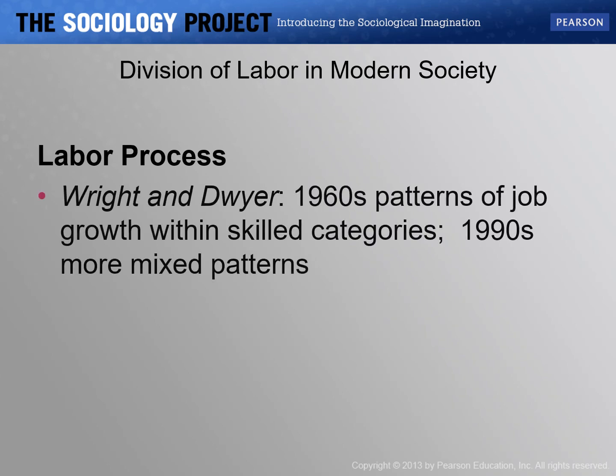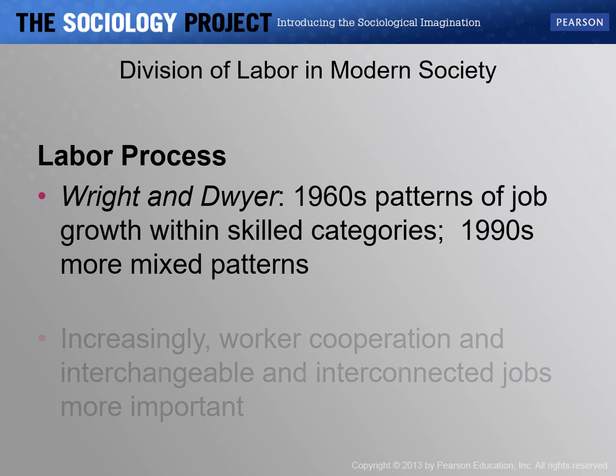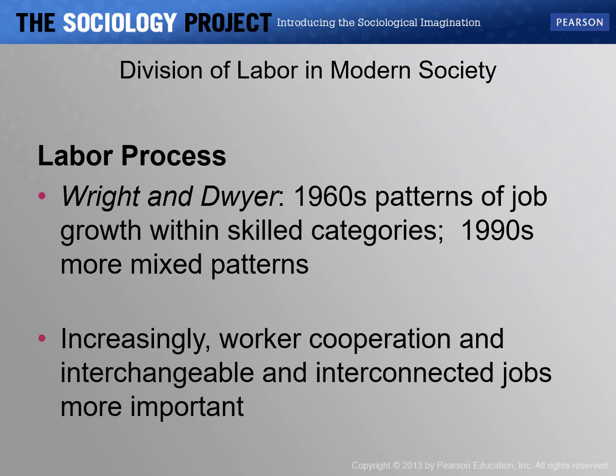The labor process also was looked at in the 1960s. Wright and Dwyer saw job patterns of growth in skill categories. By the 1990s, it was more of a mixed pattern. They became jacks of all trades by the 1990s. Increasingly, worker cooperation and interchangeable and interconnected jobs are very important.